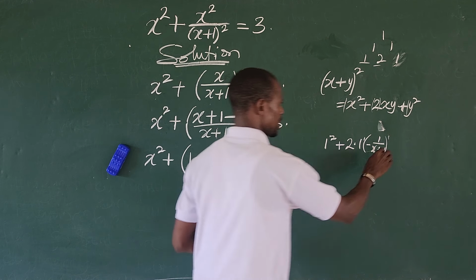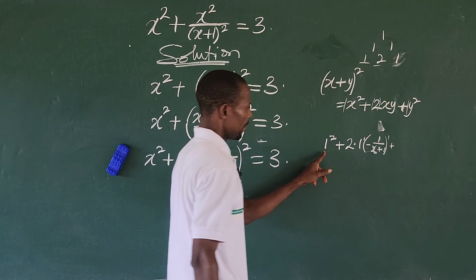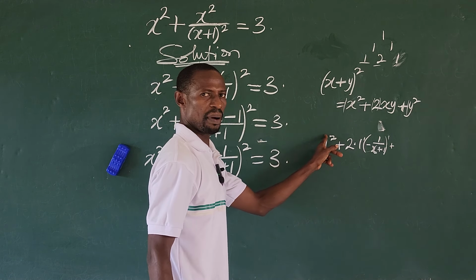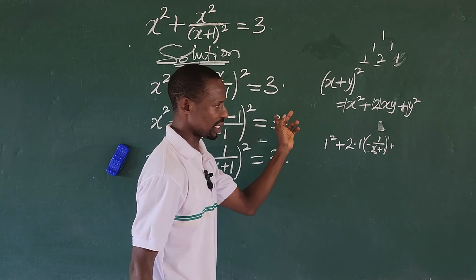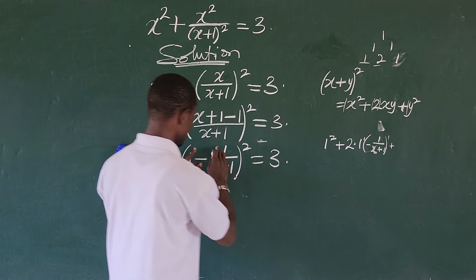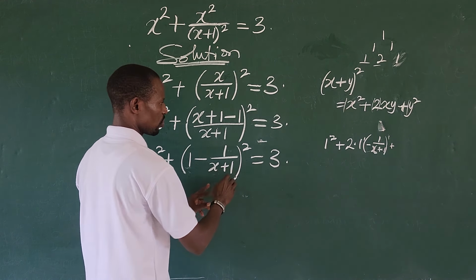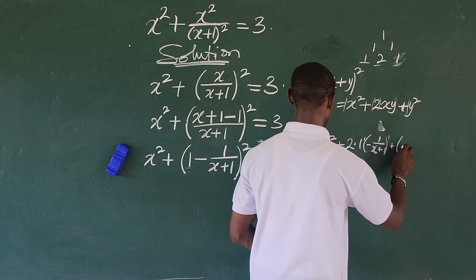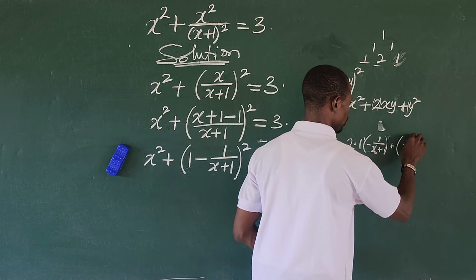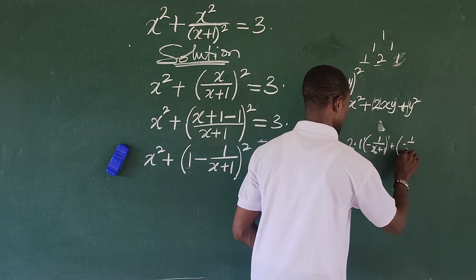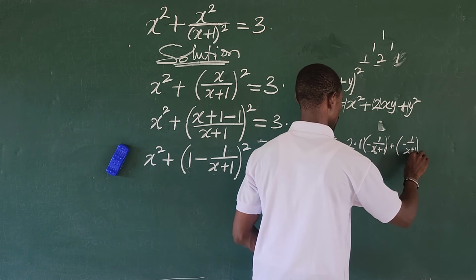Then the next term is going to be plus 1. We now take the power of 0, automatically we leave the system, and this, which is this minus 1 all over this, will now be to the power of 2. So I have here bracket minus 1 all over x plus 1 all to the power of 2.